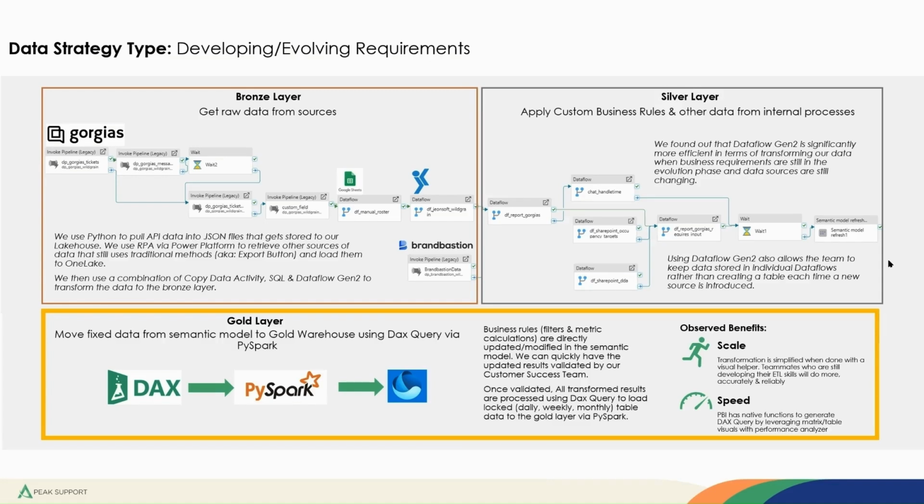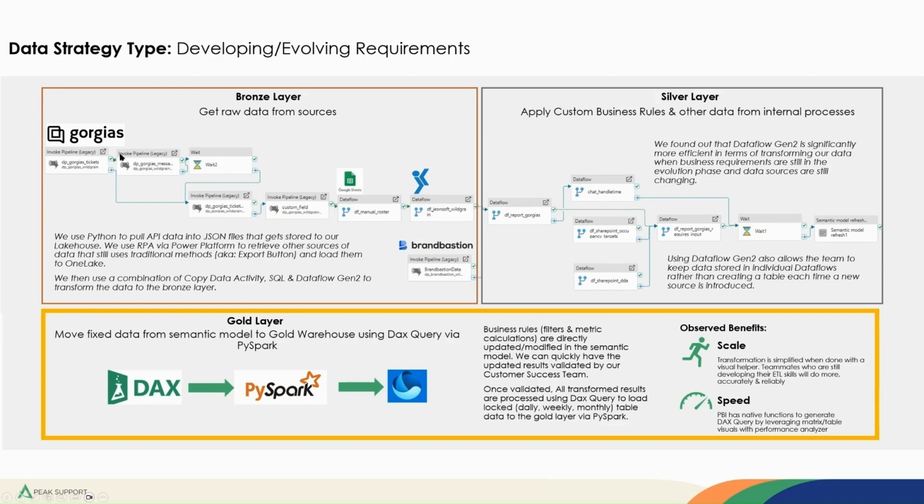We actually implement different strategies for each use case. In this scenario, the client's lifecycle stages in developing/evolving requirements, which means that sources change a lot. Business rules are added month over month to help the team succeed more. So in this case, we followed the bronze, silver, and gold medallion architecture with some differences in execution.